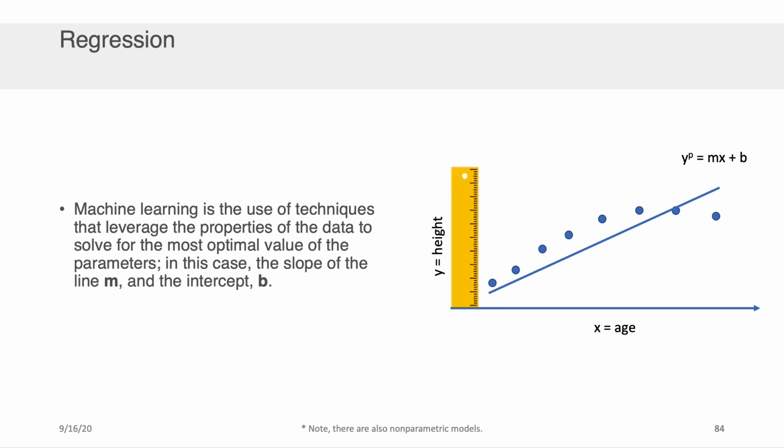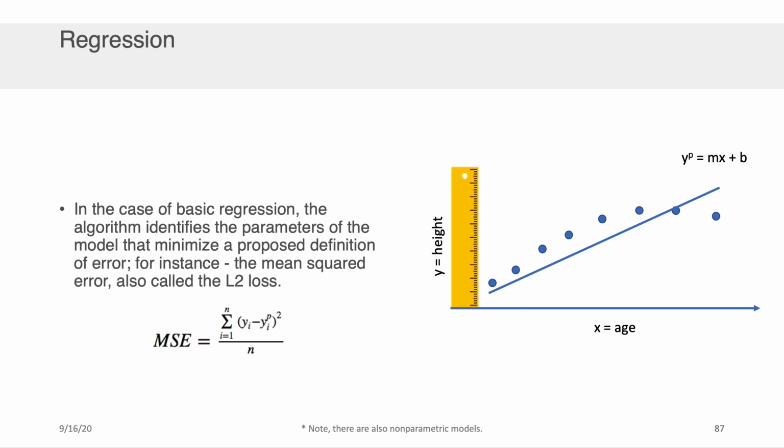Now, machine learning is the use of techniques that leverage the properties of the data set to solve for the most optimal value of the parameters. In the case of a linear regression, that's the slope of the line, so m in the equation, and the intercept of that line, which is b. So the machine learning paradigm is to search around, figure out exactly how you adjust those two parameters so that you do the best job fitting the line.